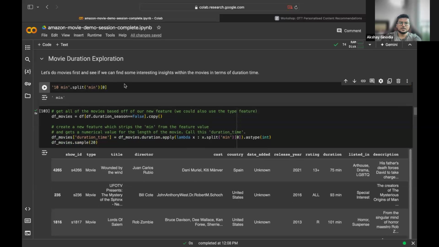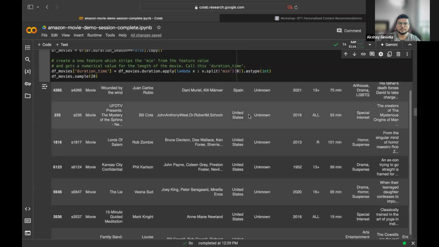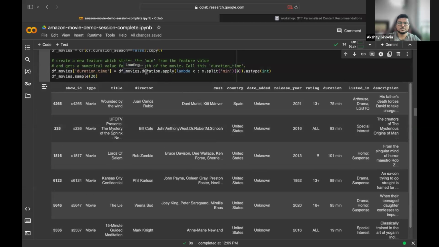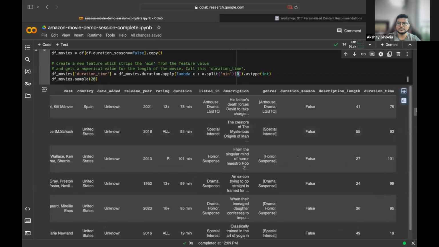So this is what we are doing. We want to get the value 10 out of it, which is why we are splitting on min and taking the zeroth index. So we're going to do the same thing here: get the number in the duration of all the movies. For the movies and the duration column, I am going to apply the split on the text min and get the index 0. That's going to give me the duration of the movie, and I'm saving it in a column called duration time, storing it back. So if I see the duration time, I see all the values of the duration of the movie.